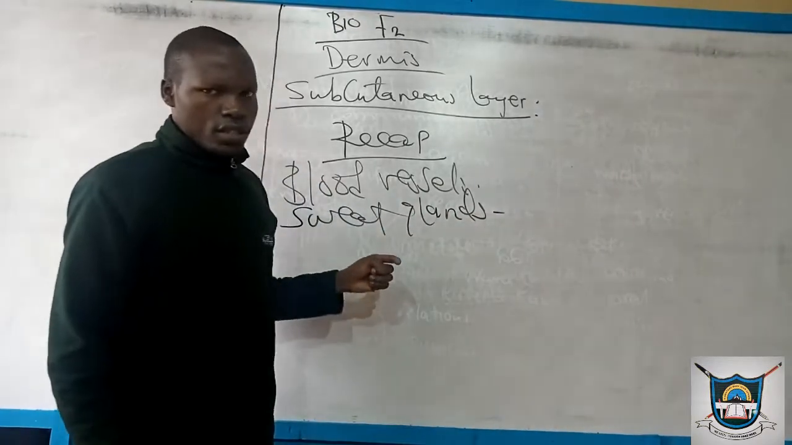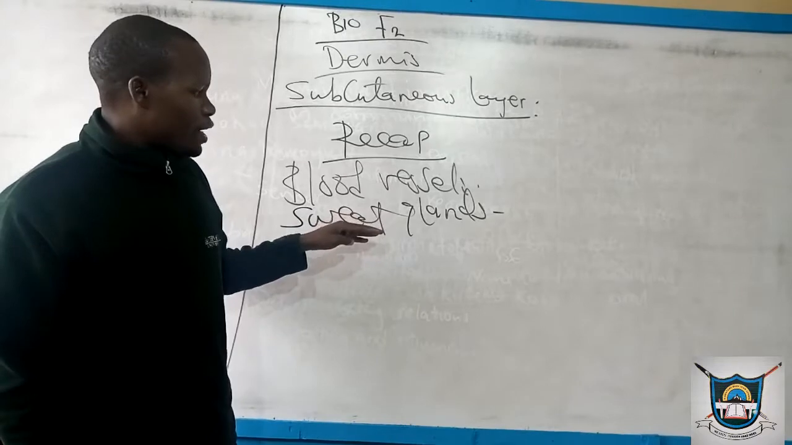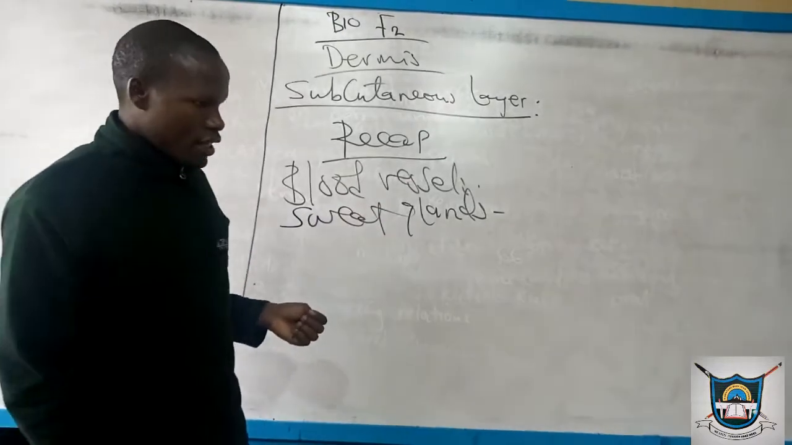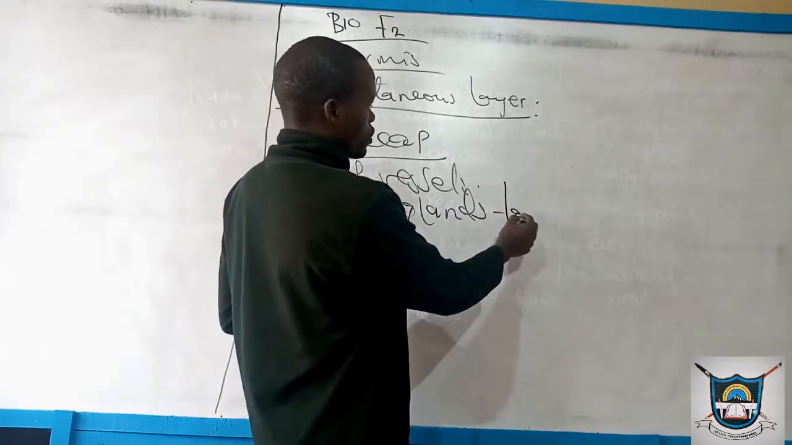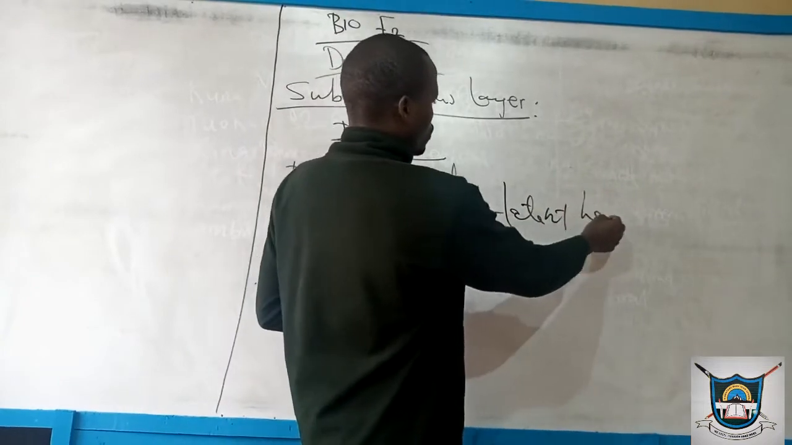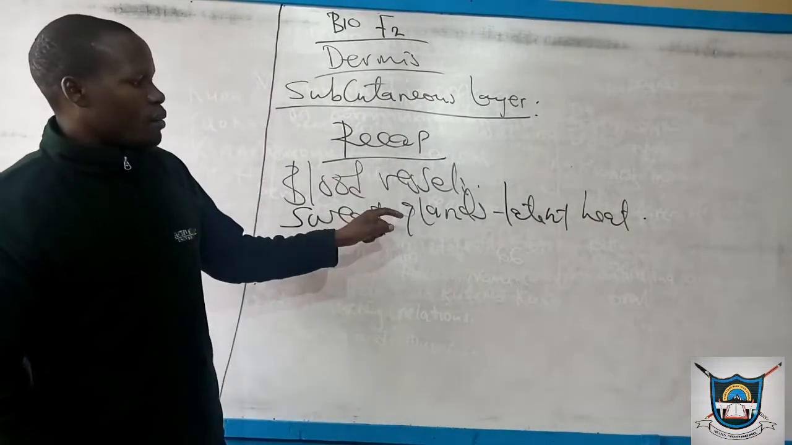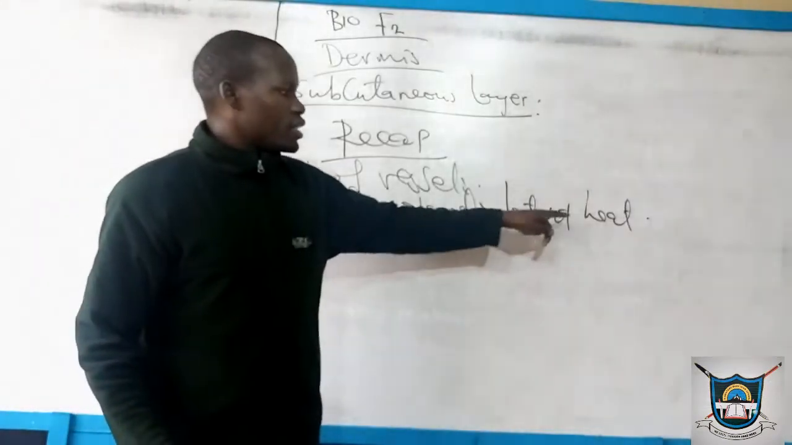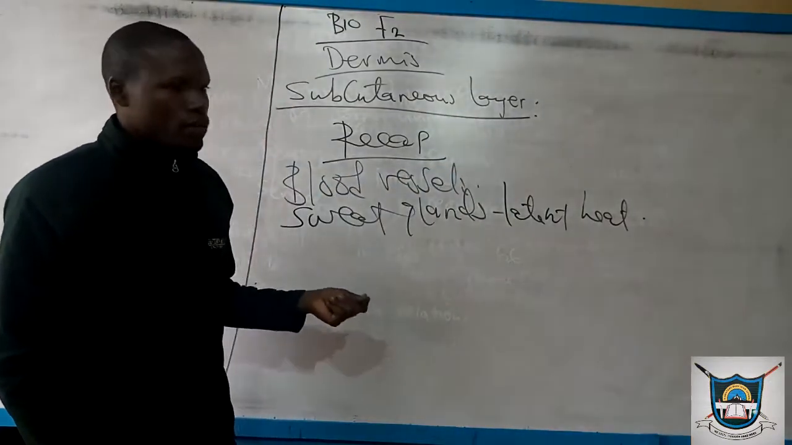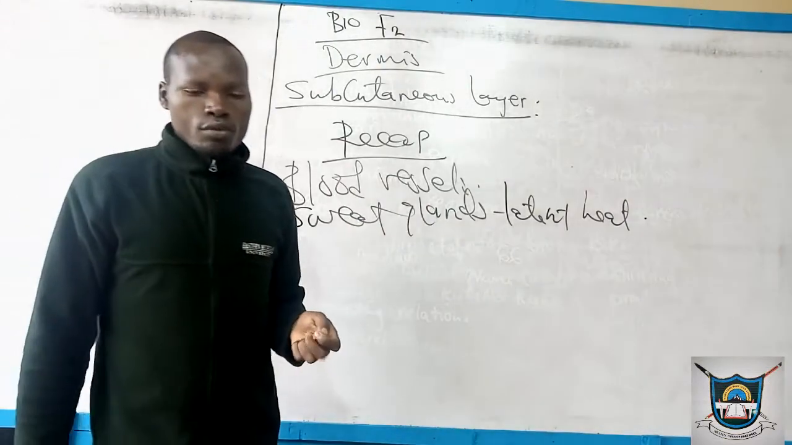The sweat glands, we said, produce sweat, and it is within this sweat where we have the latent heat of evaporation. The latent heat is released as the water within the sweat evaporates; this is when the heat escapes from the body, therefore bringing a cooling effect to the body.